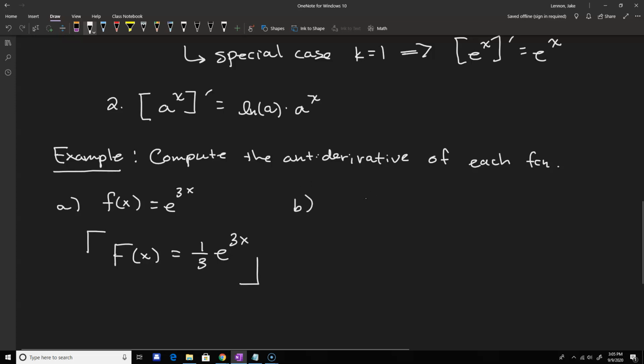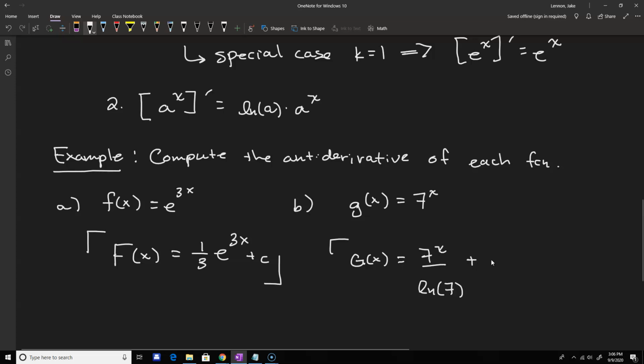And let's say we have part B where we have g of x is equal to 7 to the x. Then capital G of x would have to look like, oh, I forgot my plus a constant for part A if we're finding the general antiderivative. So G of x would be 7 to the x divided by the natural log of 7, the natural log of the base there, plus the constant for integration.